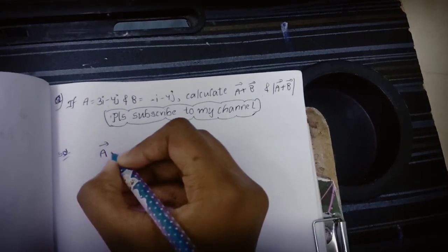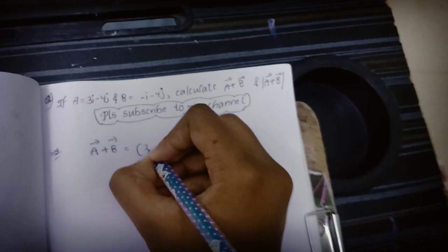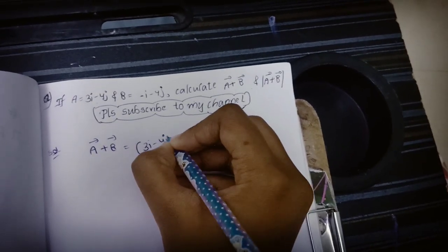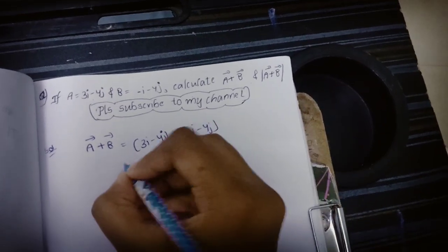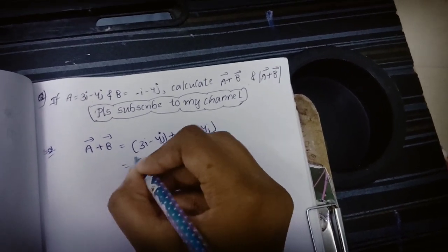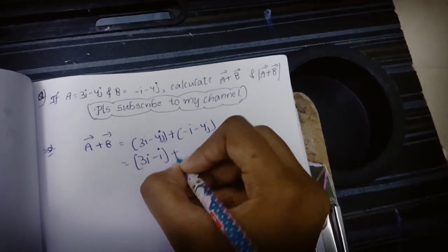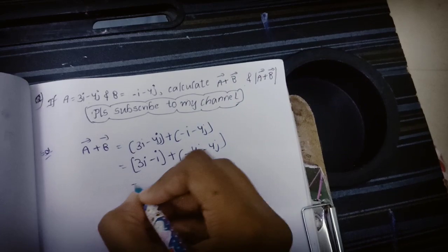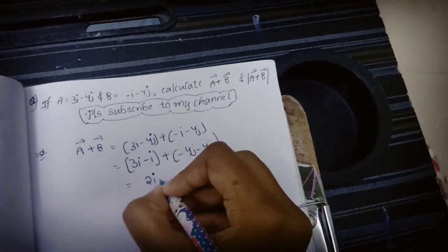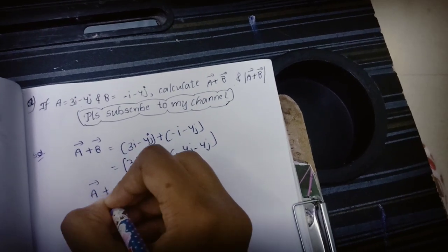First we will find A bar plus B bar, which is 3i minus 4j plus minus i minus 4j. Adding, 3i plus minus i gives 2i, and minus 4j minus 4j gives minus 8j. So the value of A bar plus B bar is 2i minus 8j.